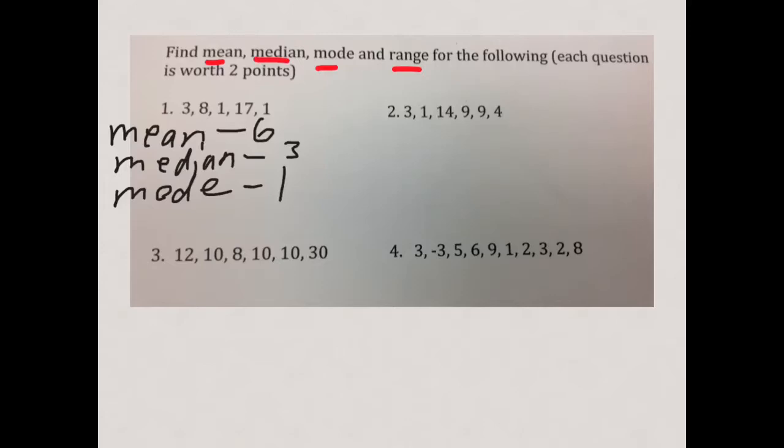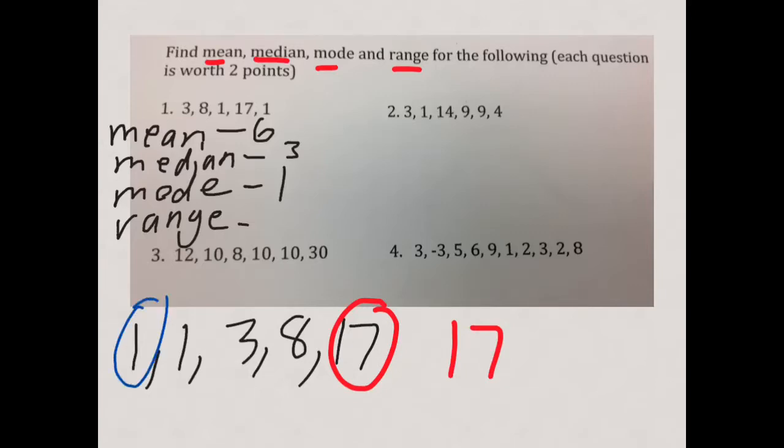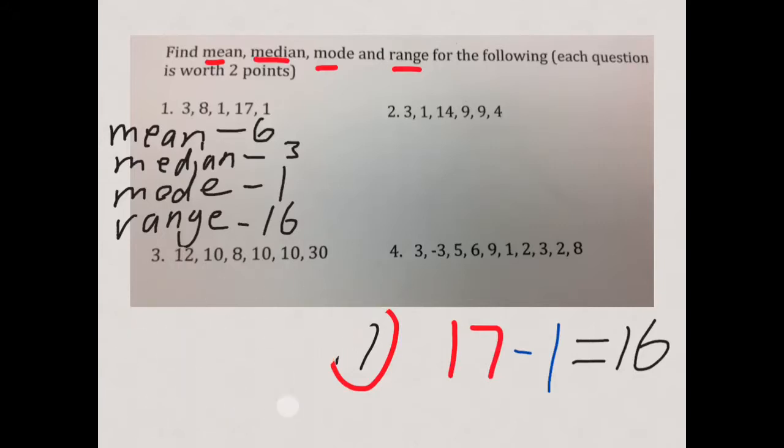Okay. Now let's go back to problem number 1. I need my range now. My range, well, let's put them in order again. 1, 1, 3, 8, and 17. Now it might be easy for you to look and say, okay, I know which one my smallest number is and my greatest number. What you're going to do is take the biggest number, the greatest number, and subtract the smallest number from it. So I would get 16.